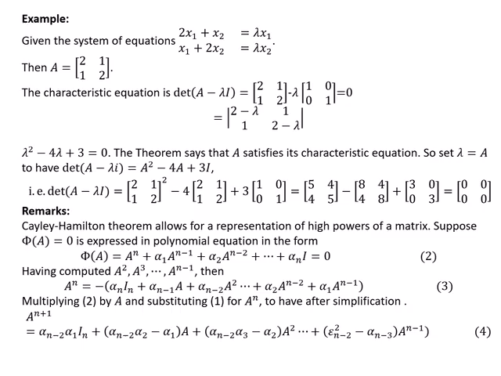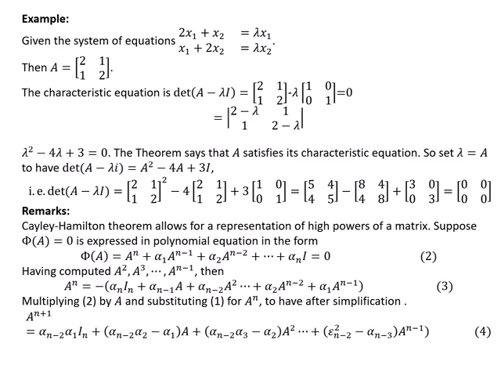When you find the determinant of this, you will have 2 minus lambda multiplied by 2 minus lambda, minus 1. When you do the arithmetic operation there, you will have lambda squared minus 4 lambda plus 3 equals 0. Remember, the Cayley-Hamilton theorem says that A satisfies its characteristic equation. So you set lambda equal to A. Anywhere you see lambda, you substitute with A.